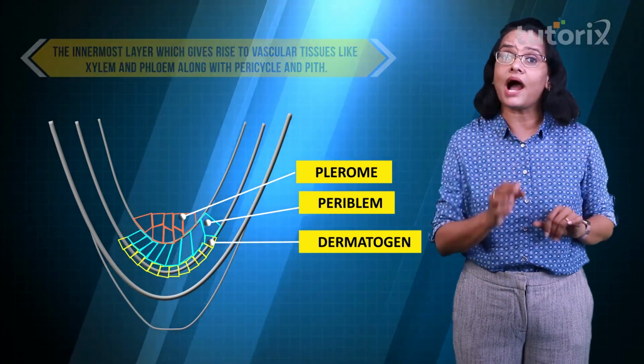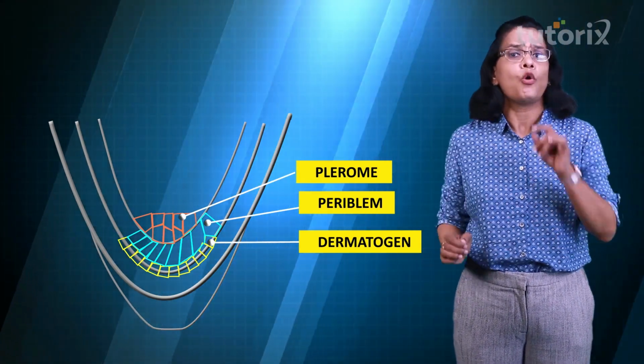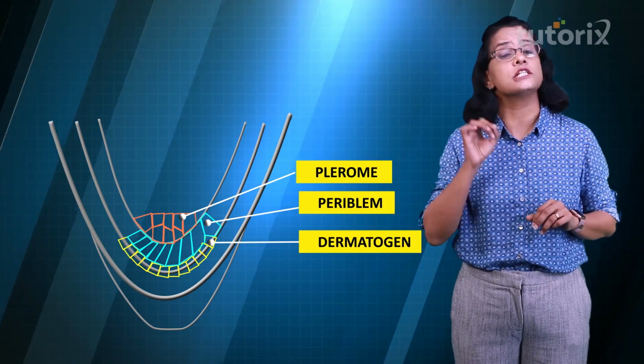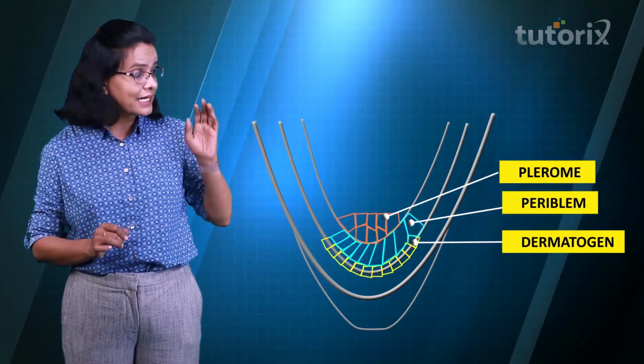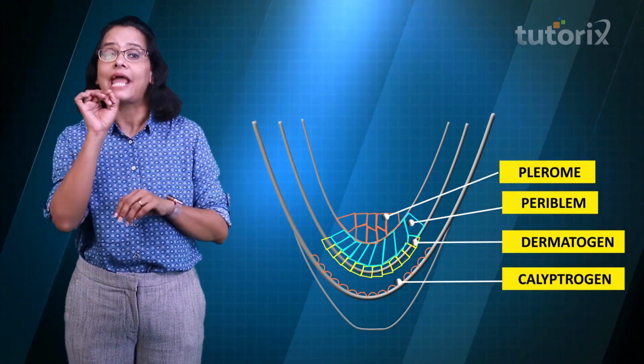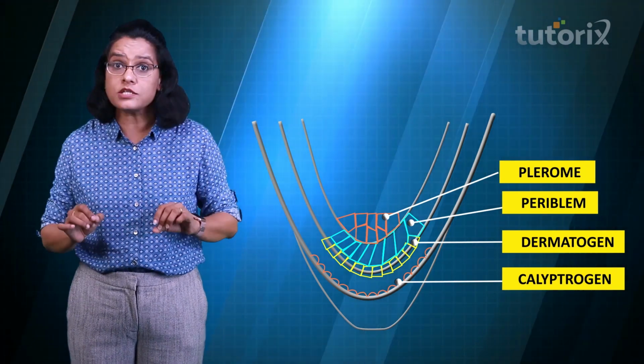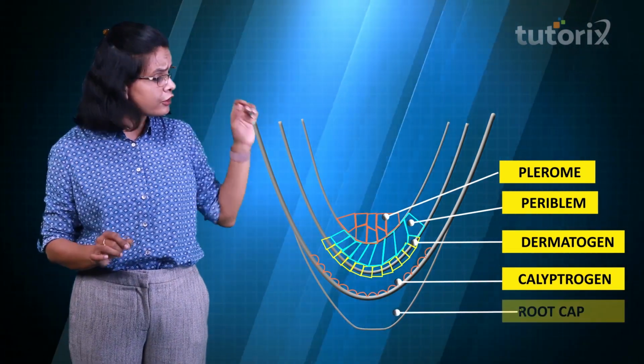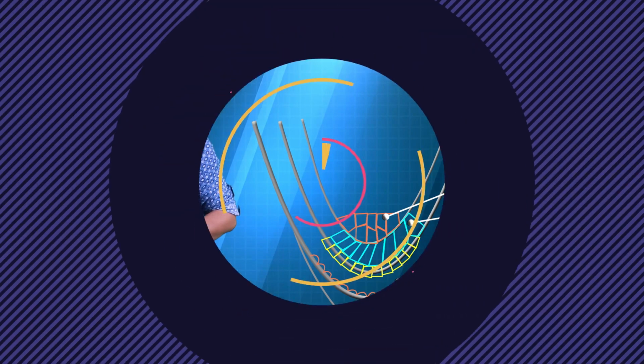Now guys, apart from these three regions, one more region is present in root, which is known as the calyptrogen region. Calyptrogen region is responsible for formation of the root cap in a root.